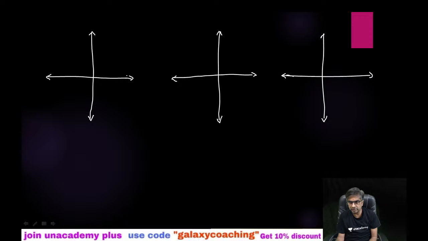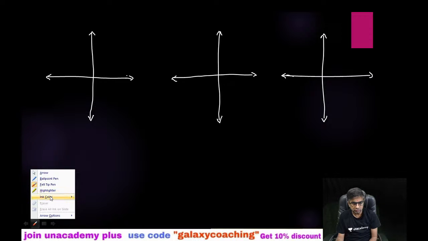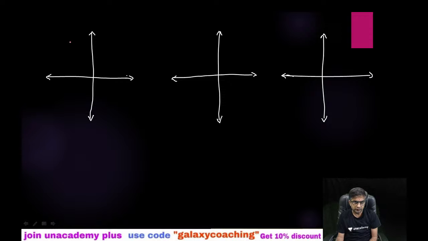Okay, this is our graph. Now let me use another color, red, so that I can show you. The first condition that we will get is two lines like this, and those two lines will intersect somewhere.